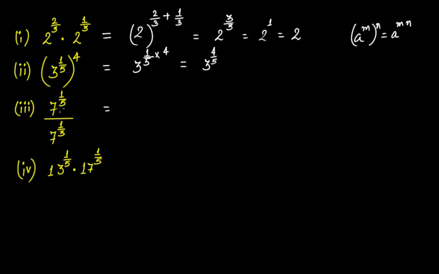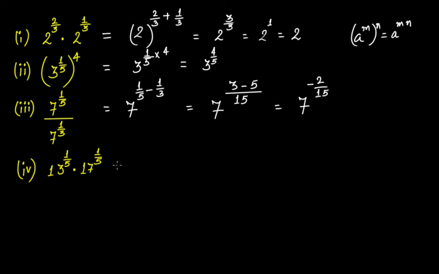In this one you have 7 raised to the power of 1 by 5 divided by 7 raised to the power of 1 by 3. The two bases are the same, therefore 7 raised to the power of 1 by 5 minus 1 by 3, right? So when you take its LCM, the LCM is 15, and it is 3 minus 5, that is 7 raised to the power of minus 2 by 15.